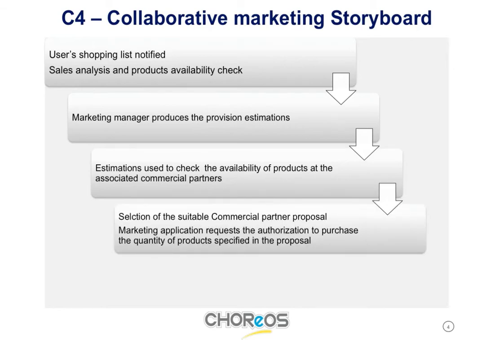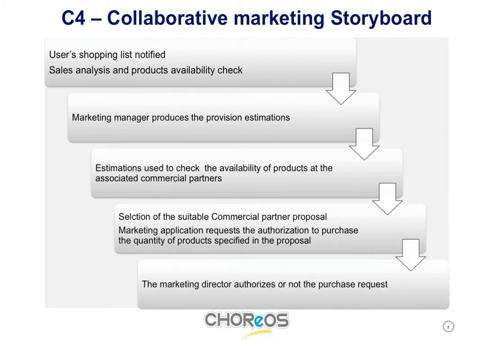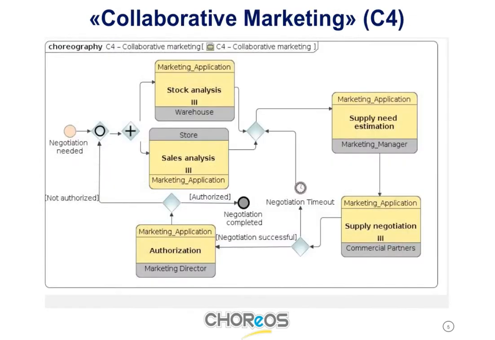At this point, the marketing application service selects the suitable proposal from the ones provided by the commercial partners and then requests the marketing director the confirmation to proceed to purchase the quantity of products specified in the proposal. Last, the marketing director authorizes or not the purchase request. This picture shows the BP diagram relevant to collaborative marketing use case.